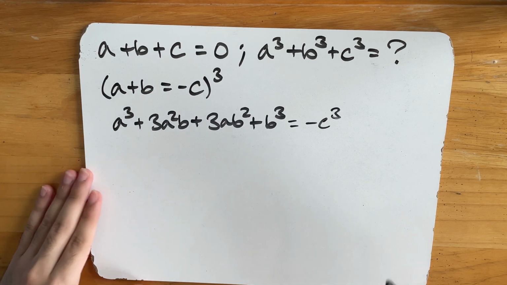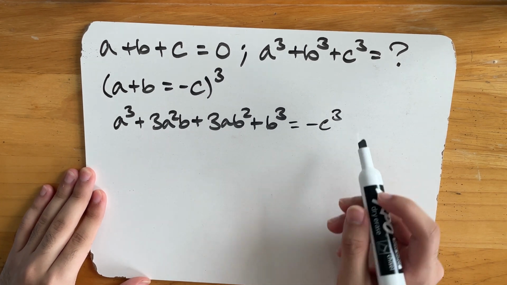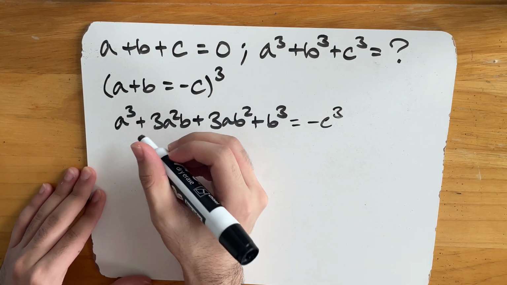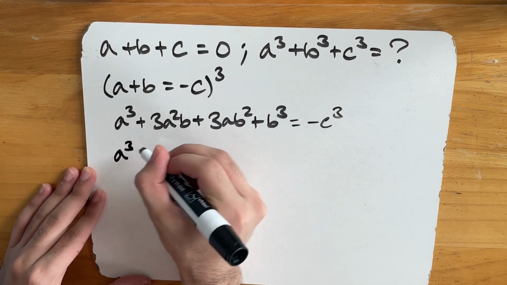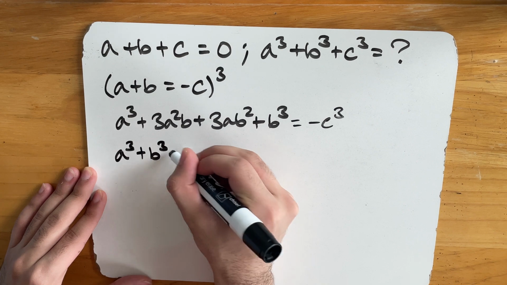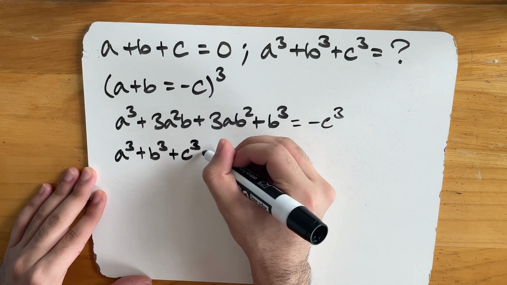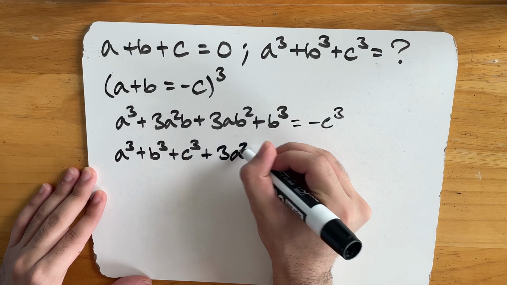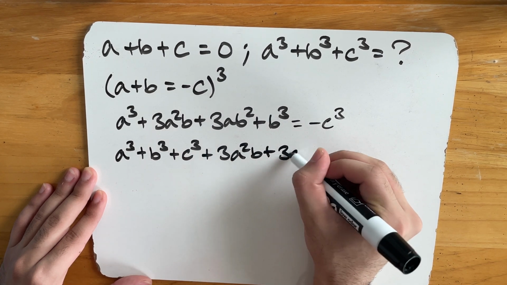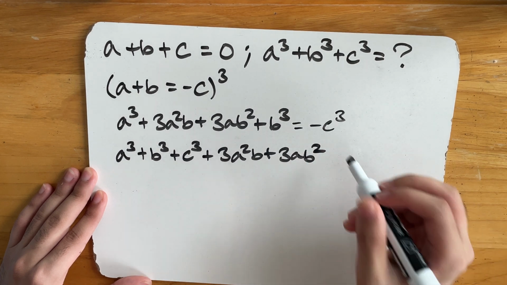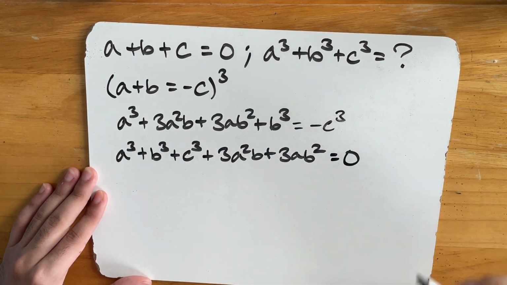So we're getting closer. What I'm going to do is bring this c cubed to the left hand side and rearrange this a little bit. So I'm going to get a cubed plus b cubed plus c cubed, I'm just rearranging the stuff, and plus 3a squared b plus 3ab squared. Since I brought this to the left hand side, I'm left with 0 on the right hand side.